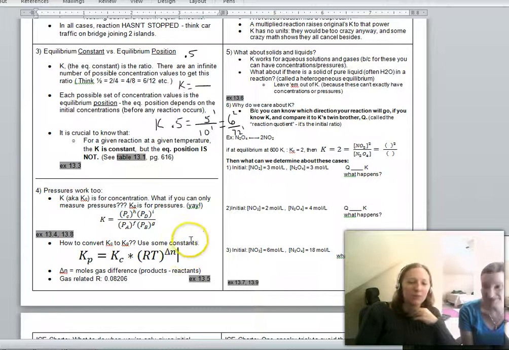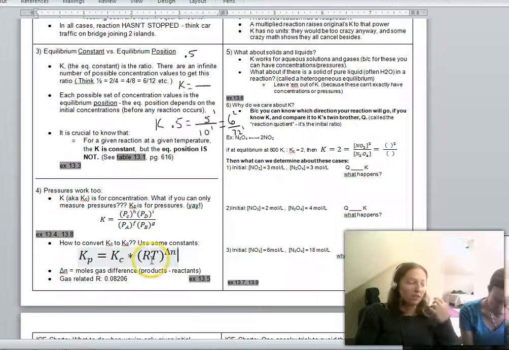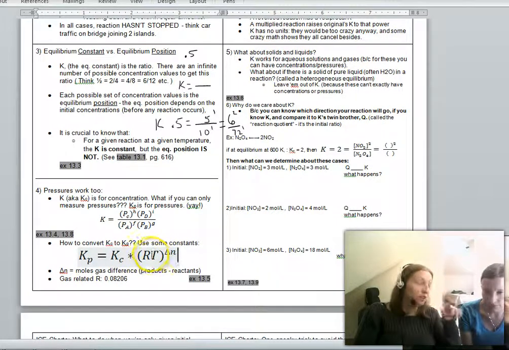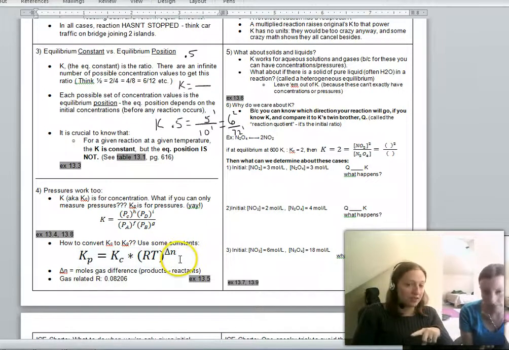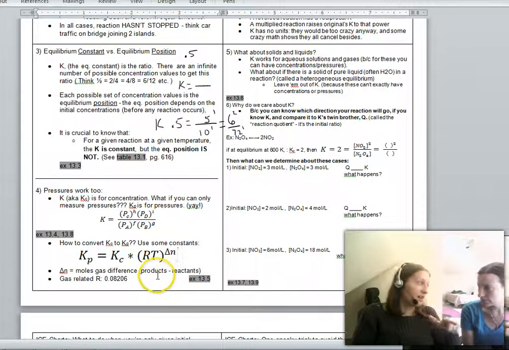All right, how to convert between them. You use some constants. There's the constant R, which, if we remember, is the ideal gas constant. It's 0.08206. And then your temperature in kelvins. And then your delta n, which I think we've seen somewhere before. It's the change in the number of moles of gas, and it's products minus reactants, your typical end minus start.